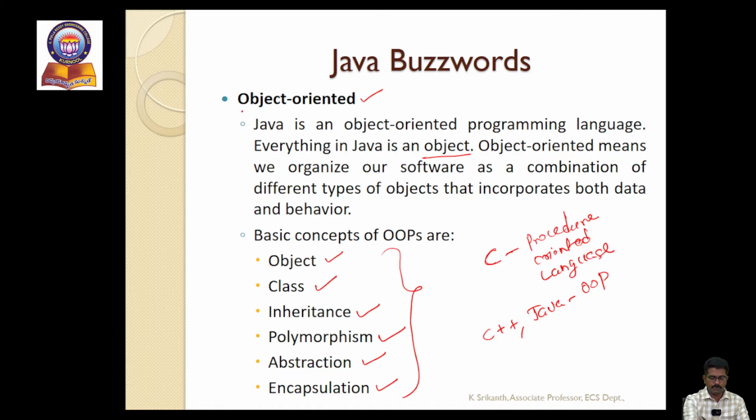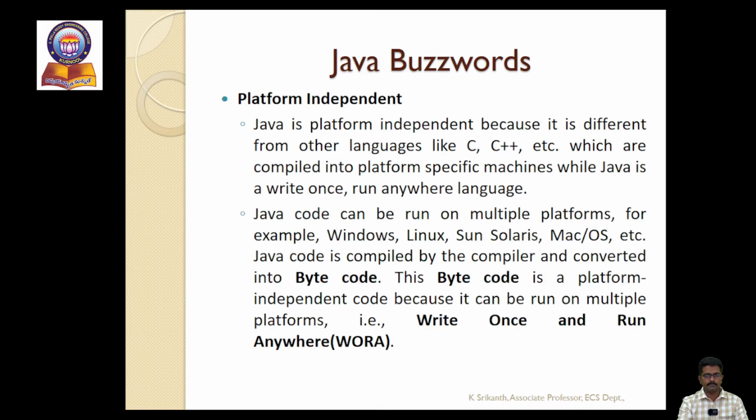So at present, because we are just focusing on the features of Java language, and one of the features is object oriented. In the object oriented feature, the following concepts are covered as part of object oriented programming. The concepts are object, class, inheritance, polymorphism, abstraction, and encapsulation. Because of these concepts, Java is very powerful in solving real-time applications.